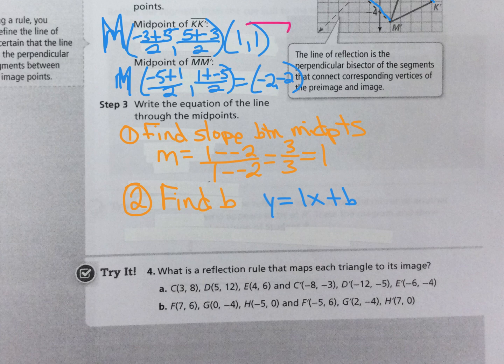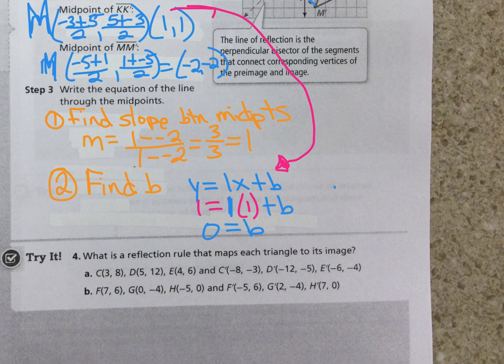I'm going to pick this one because 1's easy to plug in. So I'm going to say 1 equals 1 times 1. This is your slope 1. And then I get 0 equals b, which is what the graph shows. So my equation of a line of reflection is y equals 1x plus 0. And we could write that as y equals x.